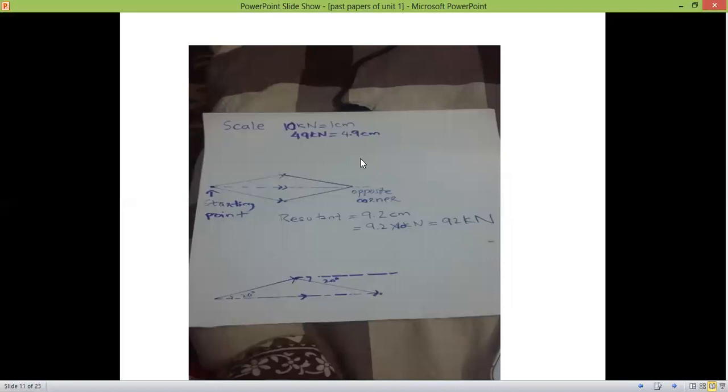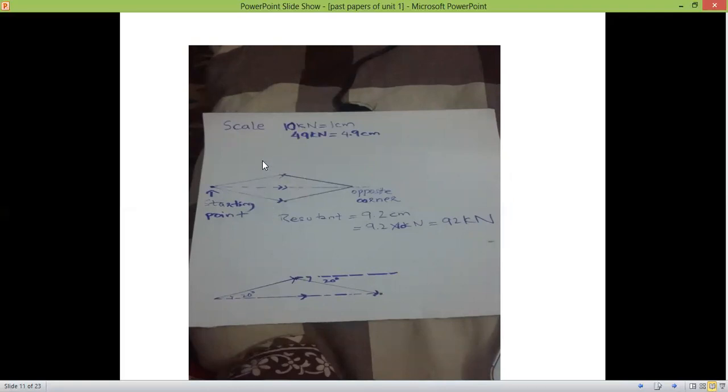So scale chosen is 10 kilonewtons equivalent to 1 centimeter. So 49 kilonewton will be equivalent to 4.9 centimeter. How have we obtained this value? 49 is divided by 10 and the answer is 4.9. Then this shows the parallelogram method.